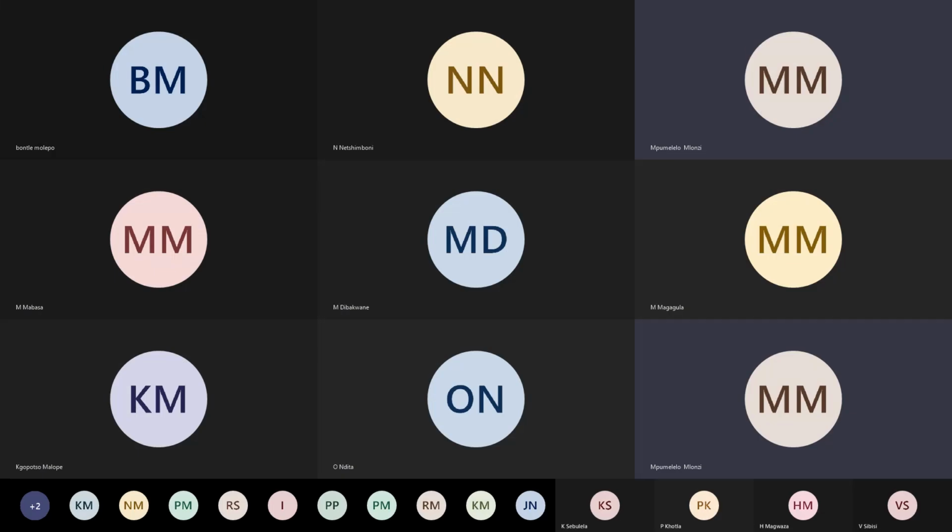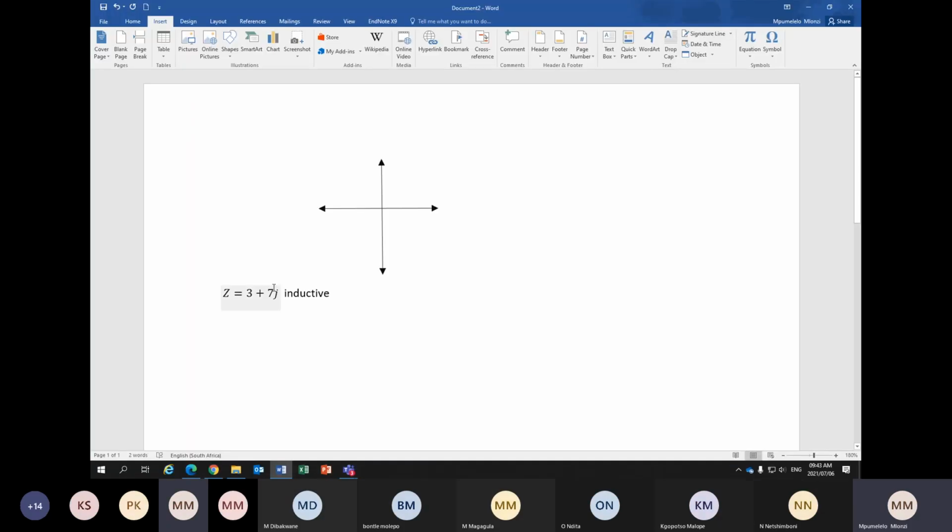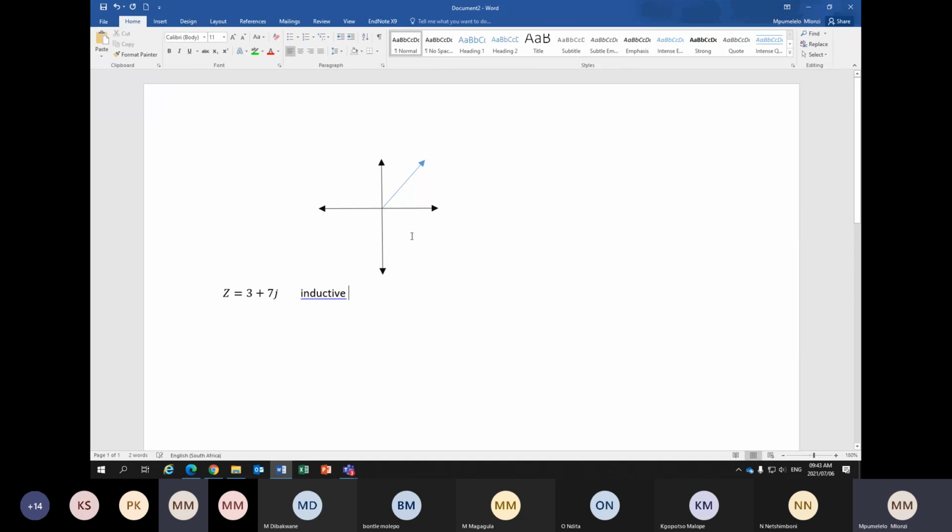I hope the rest you understand. We look at the imaginary part to tell if the circuit is inductive or capacitive. Now, since it has a positive reactance, the circuit is inductive.